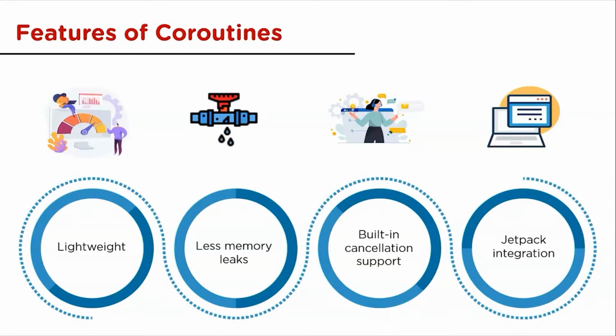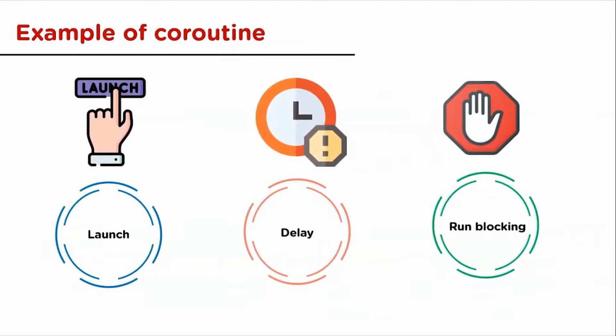Now let's understand an example of coroutine. But before that, we have to understand some terms of coroutines, which are launch, delay, and runBlocking. First is launch. Now launch is a coroutine builder. It launches a new coroutine concurrently, that is, without blocking the current thread. It is automatically cancelled when the resulting job is cancelled, and it doesn't return any result.